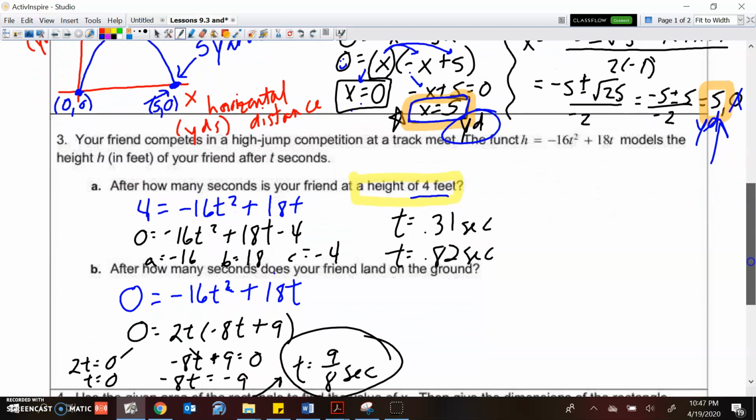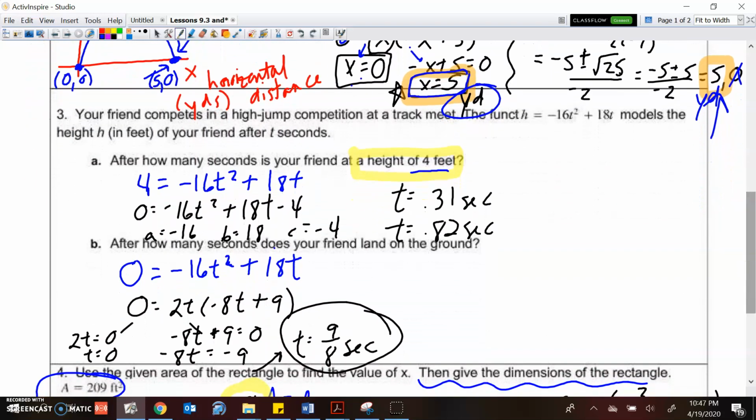Okay. All right, number 3, part A, I think was the trickiest of the whole page. They want to know when there is a height of 4 feet. So we had already set it up. We said when 4 is in the place of h. Now we have to get everything on the same side. So notice I subtracted 4, and that's what you see in this line that I have in black.